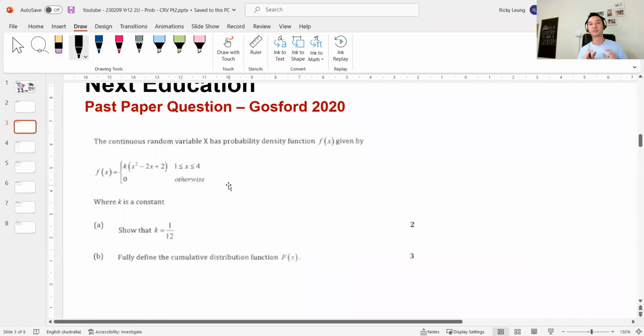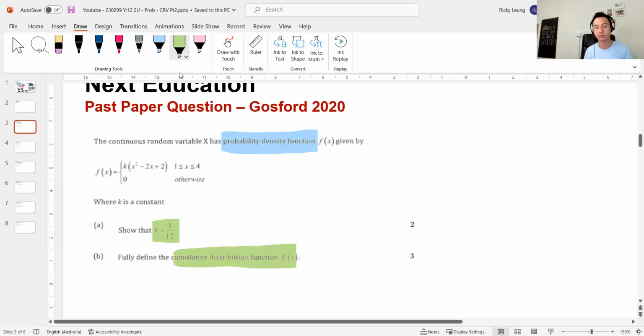So, Gosford 2020. Here it is, a pretty straightforward question where they give you a PDF, so the total probability rule kicks in. Show that the constants are, that's probably using the total probability rule, and then define the CDF, so find the CDF, so we're going to integrate. Very straightforward, we're going to do marks. This was the first year of the new syllabus in New South Wales, so that's probably why there are so many marks. I think the marks will fall over time as students find it easier and easier.